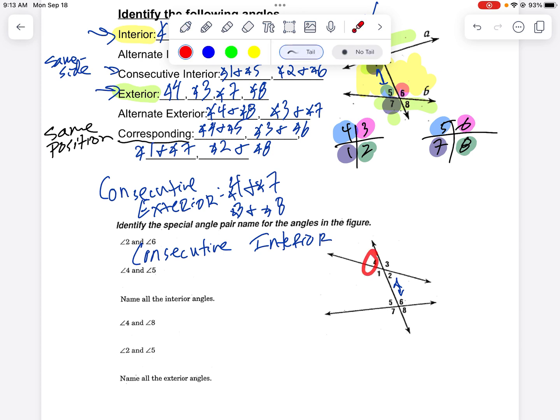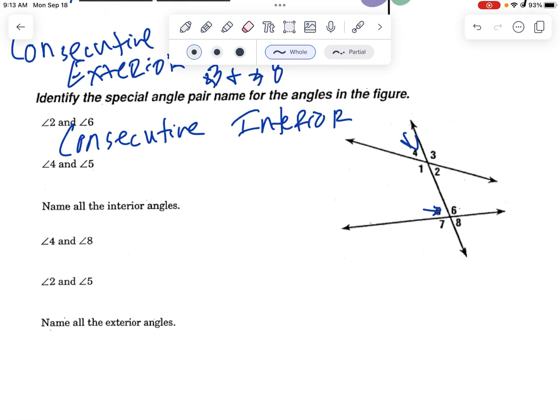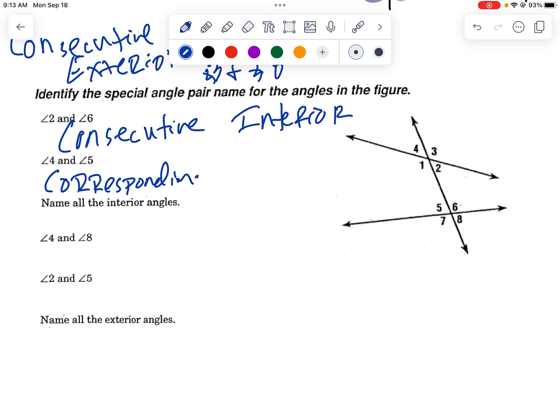All right, let's look at 4 and 5. Are they interior or exterior? Here's 4, and here's 5. Interior or exterior? In this case, it's neither of those. 4 and 5 are actually the special case. 4 and 5 are in the same position, so they're corresponding. Name all the interior angles. Angle 1, angle 2, angle 5, angle 6.